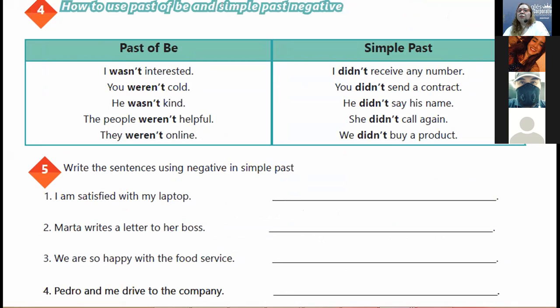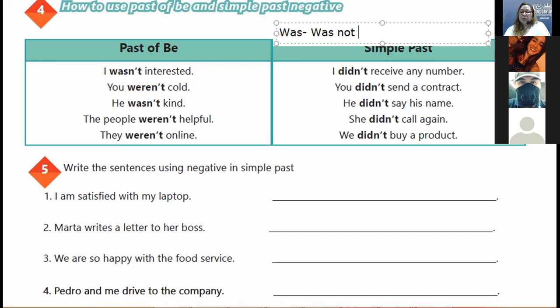So, how to use past of be. Son dos cosas muy distintas, okay? El past of be is independent. Ahora, simple past, lo vemos otro momentito. Veamos ahorita past of be, okay? The past of be. Let's remember, in positive, was. In negative, was not. What is the contraction? Wasn't, okay? Now, in positive or affirmative, we have were. In negative, were not. And what is the contraction? Weren't. Thank you.